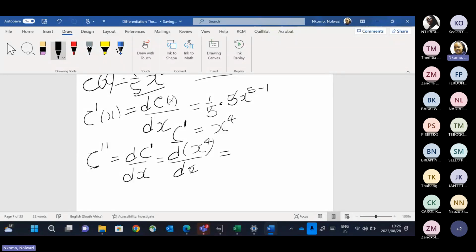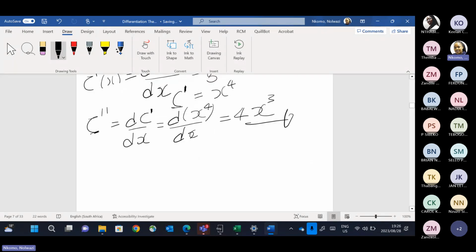Again, to differentiate x to the power 4, we need to apply the power rule here. If we apply the power rule, we'll have 4x to the power 3, because you multiply with your power and then you subtract 1 from the power. And this is your second derivative, okay?